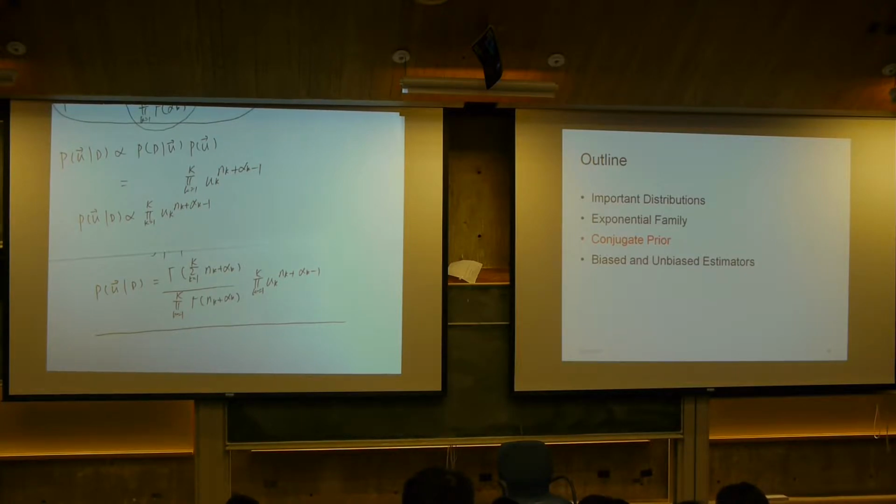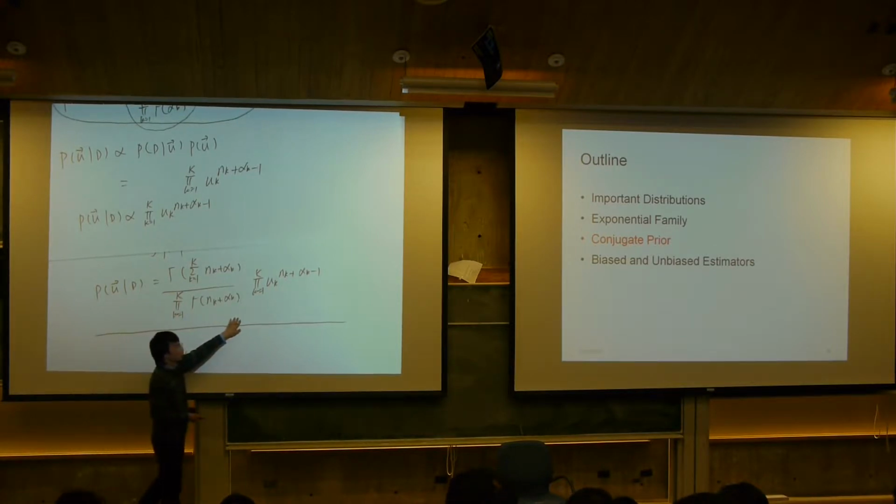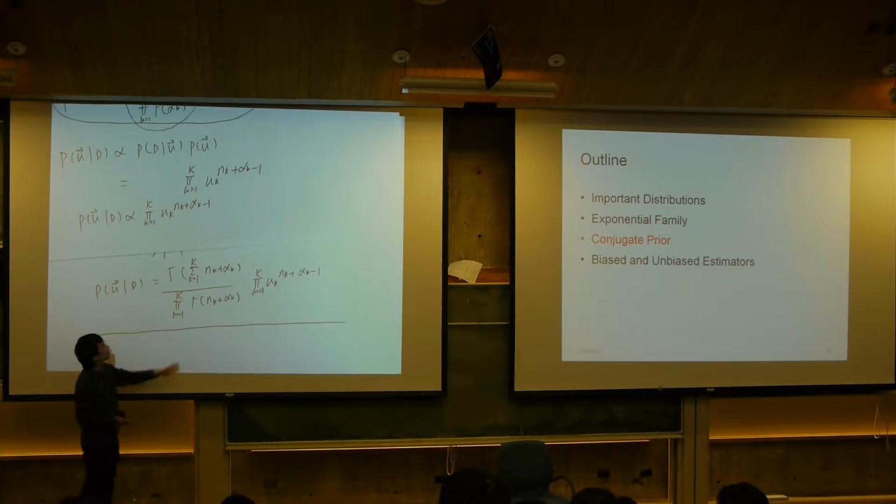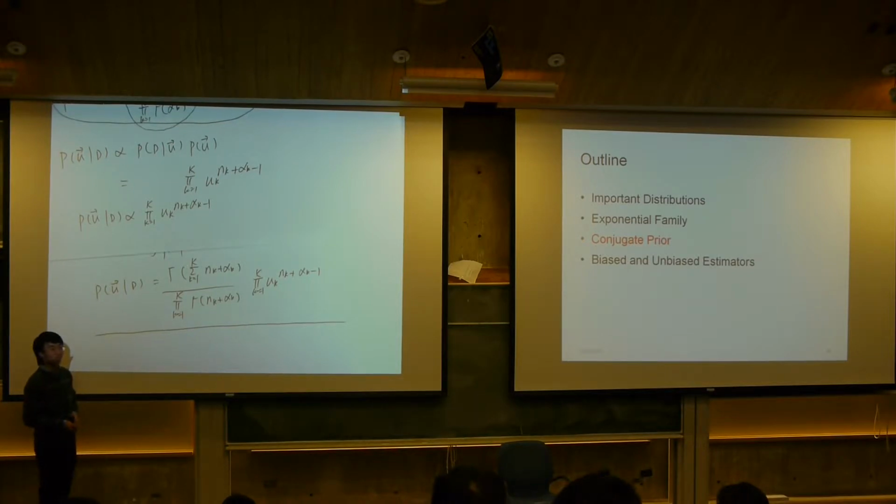How do you know that p of mu given D integrates to 1? Because it is a probability, it must integrate to 1. By adding this Dirichlet normalization back, you're making it a probability. You mean how this quantity here integrates to 1? Actually, I don't know, but this is the definition of Dirichlet. It must be valid, but I don't know how to do it.